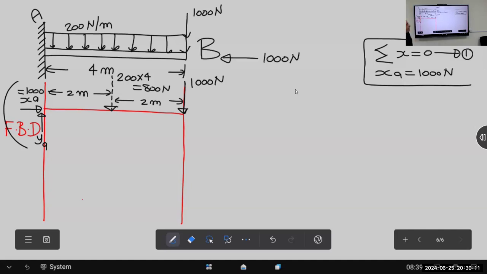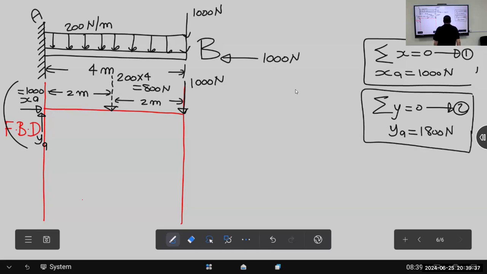Now sigma Y equal 0, correct or not? So YA equals 800 plus 1000. YA equals 1800 Newton. Correct or not? Very simple, very easy. I know this is very easy.